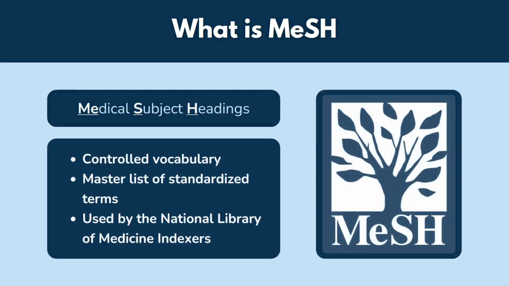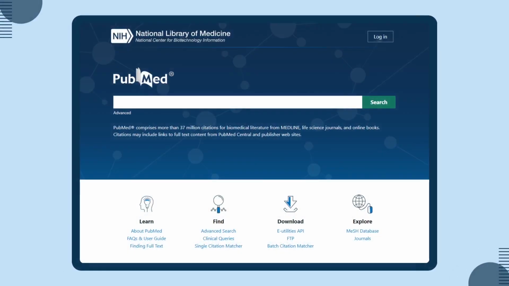An example of a subject heading is MeSH. MeSH stands for Medical Subject Headings and is an example of a controlled vocabulary used by the National Library of Medicine indexers. A controlled vocabulary is a master list of standardized terms that allows for easier and more accurate discoverability of information. To discover the appropriate MeSH term for your search question, go to the main PubMed website.